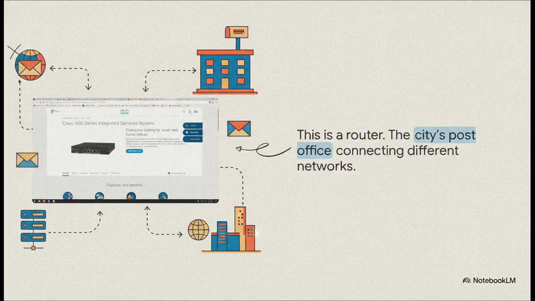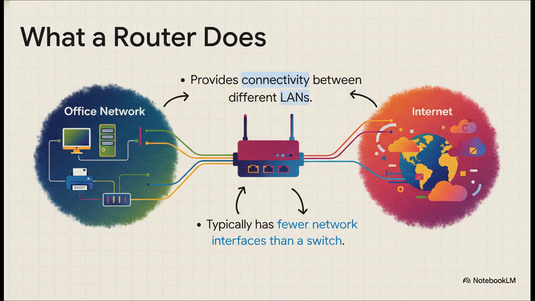The solution to this problem? A router. And if the switch is the mailroom for one building, the router is like the city's central post office. Its whole job is to figure out how to get mail from your building to any other building anywhere in the world, sorting and directing traffic between all these different networks. So a router's main gig is to provide connectivity between different networks. It's your gateway to the wider internet.